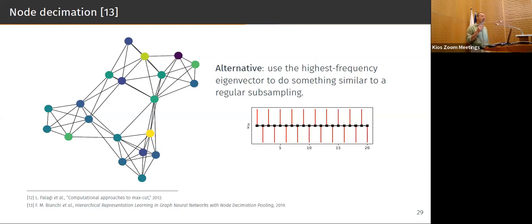Another approach, which again is related to spectral clustering, is called node decimation. What you do is consider the eigenvector associated with a very high frequency. If you look at this eigenvector for this graph, this is an example, it looks like this. And what you see again is that you have nodes that are positive and nodes whose value in the eigenvector is negative. You can decide to keep only a subset, only the positive or only the negative ones. And this is called the decimation. It's a spectral decimation.